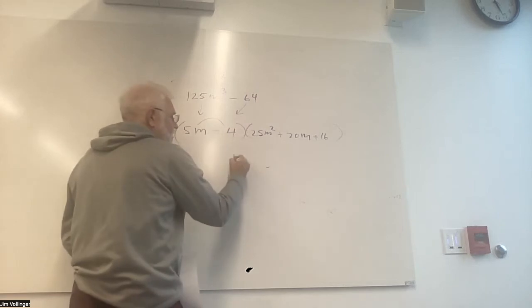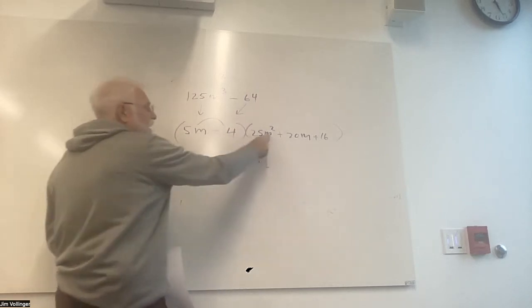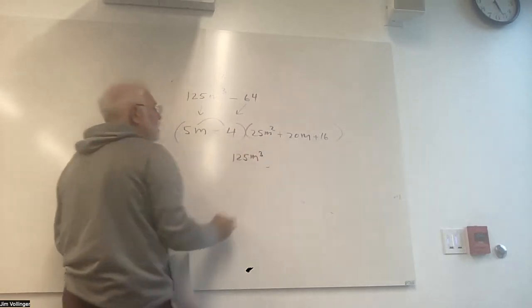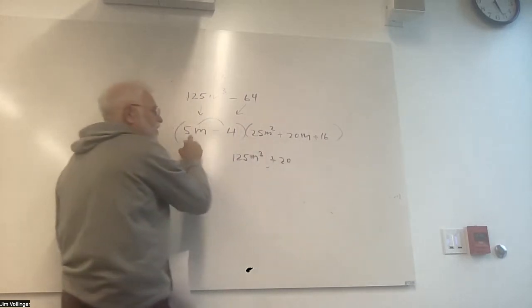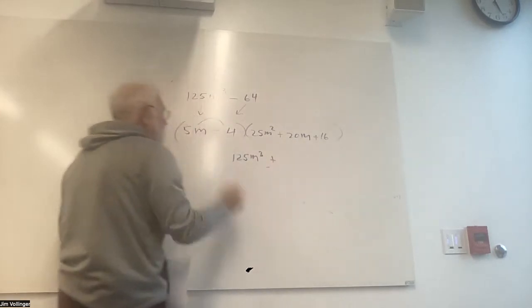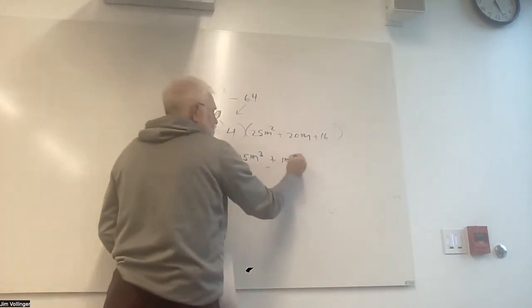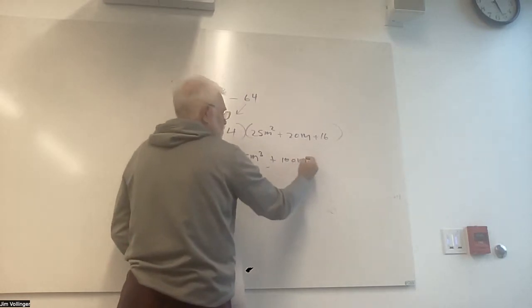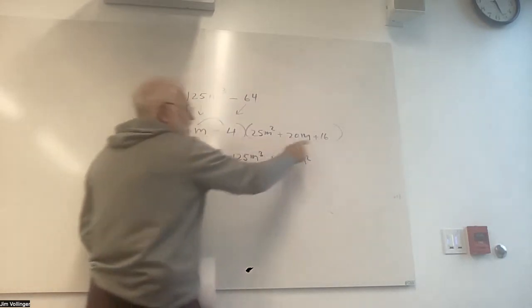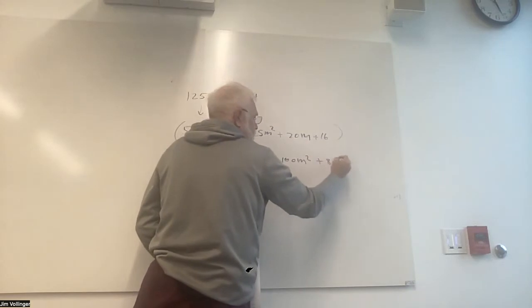5 times 25 is 125. M times m squared is m cubed. All I'm doing is bringing an m. Oh no, I'm doing 5 here. Repeat. 5 times 20 is 100. And m times m is m squared. And 5m times 16 is 80m.